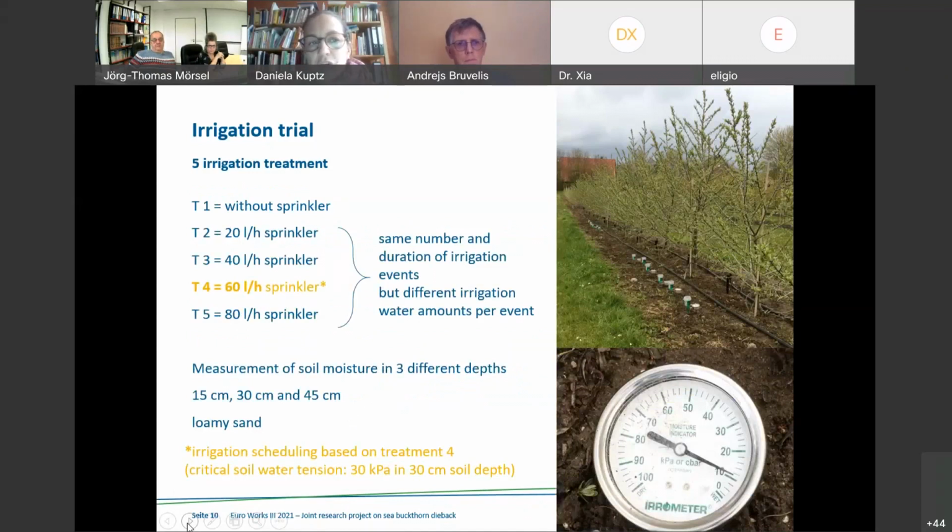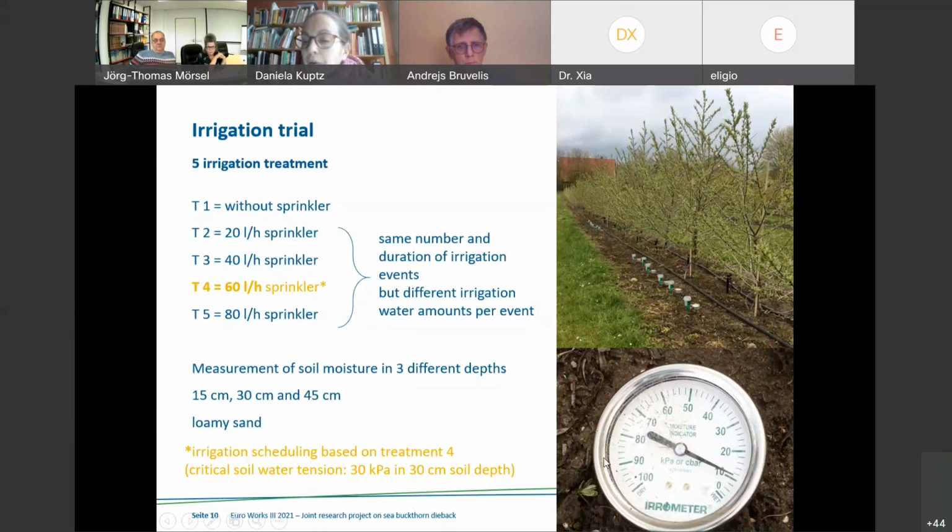Our irrigation trial is divided into 5 treatments. There's one, of course, without any irrigation. Then we have very little irrigation with 20 liters per hour, 40 liters per hour, and 60 liters per hour. And this one is colored orange because we are scheduling the irrigation on this treatment. You can see here the picture of a tensiometer. We put them at 3 different depths: 15 centimeters, 30 centimeters, and 45 centimeters.